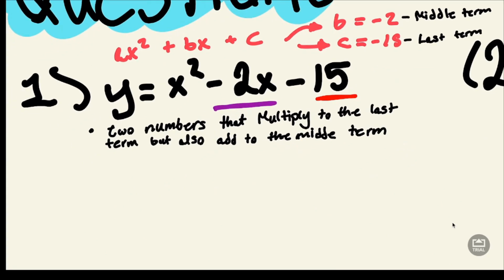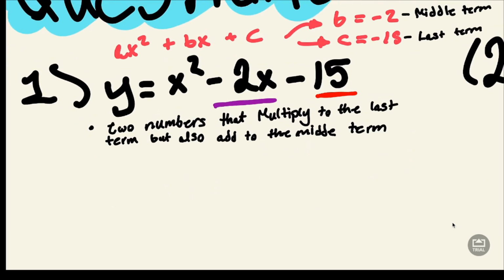Now, this takes a little bit of process of elimination. What are two numbers that multiply to the last term but add to the middle term? You take however much time you need. Once you get the hang of factoring quadratics, it's very simple. So in this case, two numbers that multiply to the last term but add to the middle term would be -5 and 3.